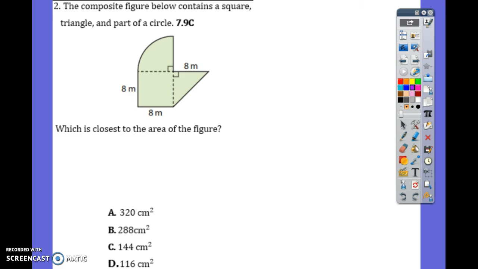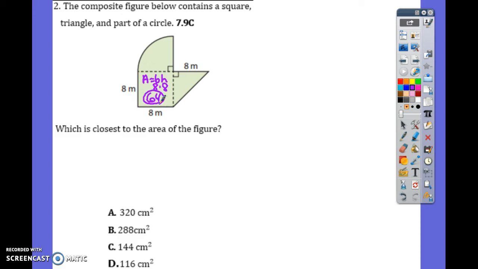We have a square, a triangle, and part of a circle. So we're going to find the area of each piece separately and then add them together. Let's start with the square. We know the formula to find the area of a square is base times height. The dimensions of the square are 8 times 8. 8 times 8 is 64. So the area of the square is 64.